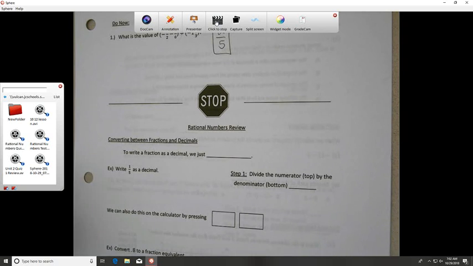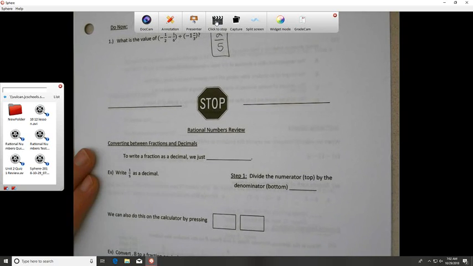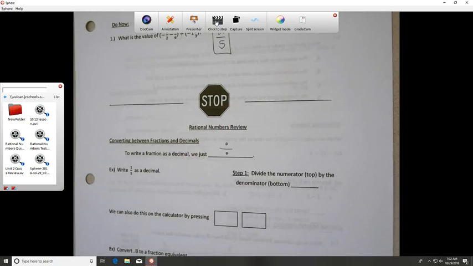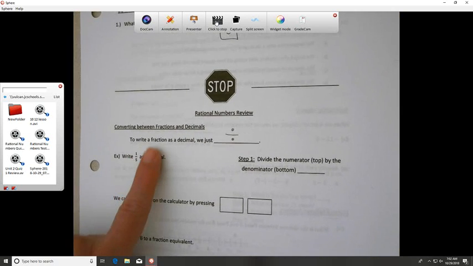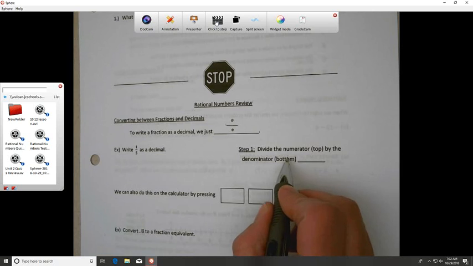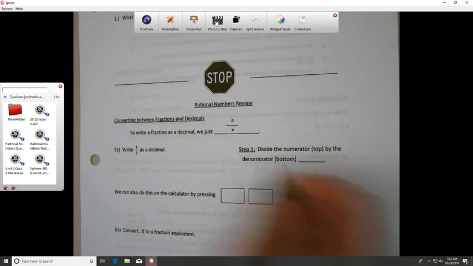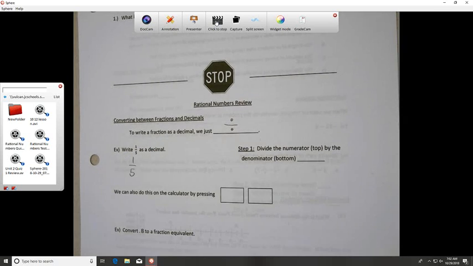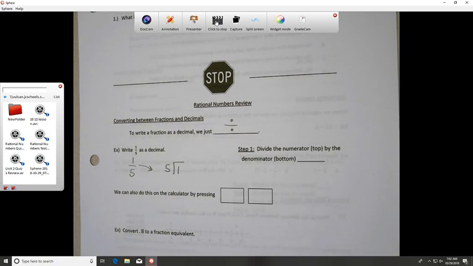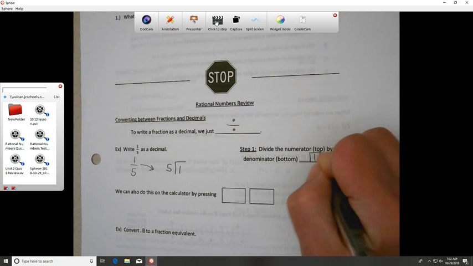So the first thing that we're going to look at on here is converting between fractions and decimals, and pretty much you're just going to use the calculator for this. But to write a fraction as a decimal, we just divide. So for example, if I wanted to write 1/5 as a decimal, if I had to show the long division, step 1 is just divide the numerator, the top, by the denominator, which is the bottom. So this is where you just picture that you tip it right over on its side. So the 1 would end up on the inside, and the 5 would end up on the outside.